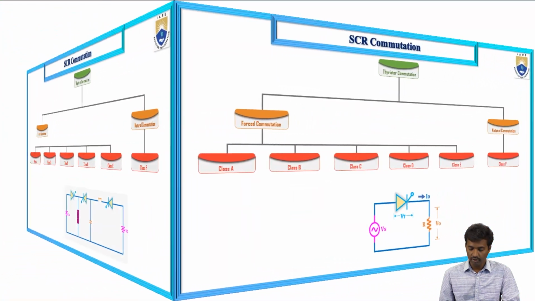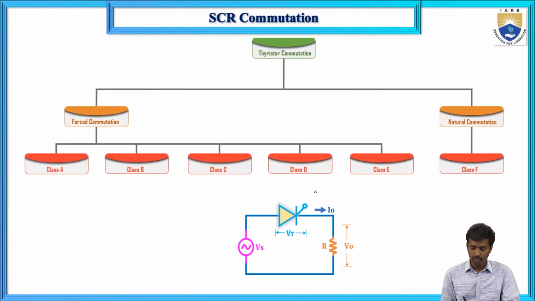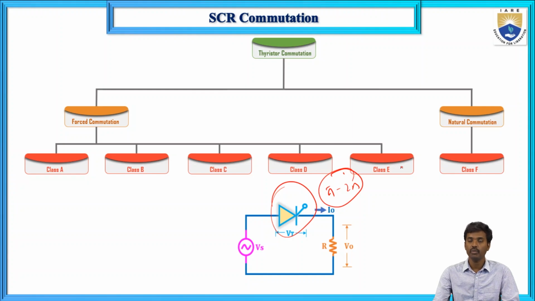In the class F commutation, when you give a positive supply, it will be turned on, and when you give the reverse potential from pi to 2 pi, it will be turned off. So these are the commutation techniques. In total: class A, class B, class C, class D, class E, class F.